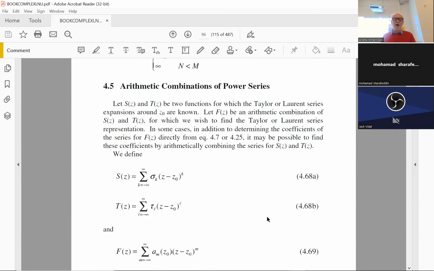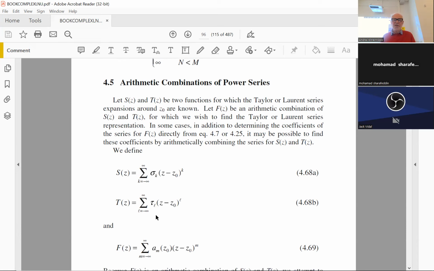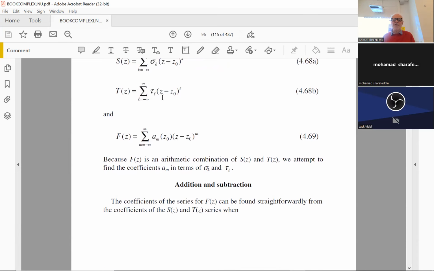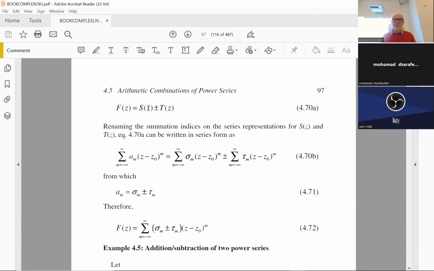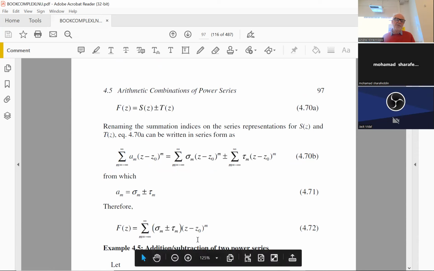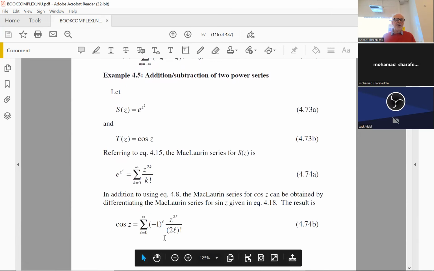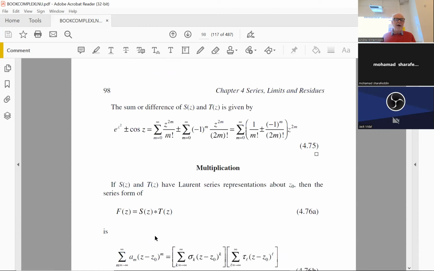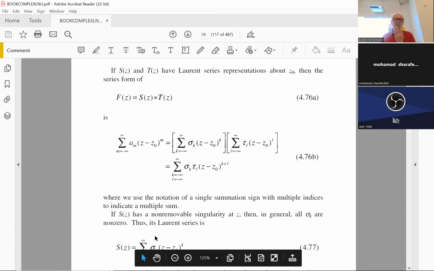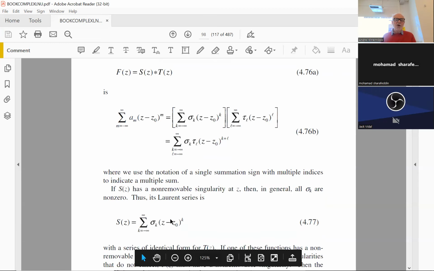Limit, arithmetic. This is more or less evident. For example, if you have two Laurent series and we want to find the sum, you write the sum, and the coefficients would be given by the sum of coefficients. Here, for example, the sum of two Laurent series is given by this formula. Addition and subtraction are more or less like this expansion, and multiplication is worse. You just multiply them formally.